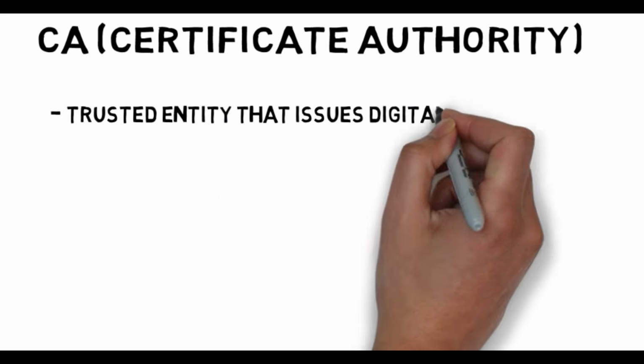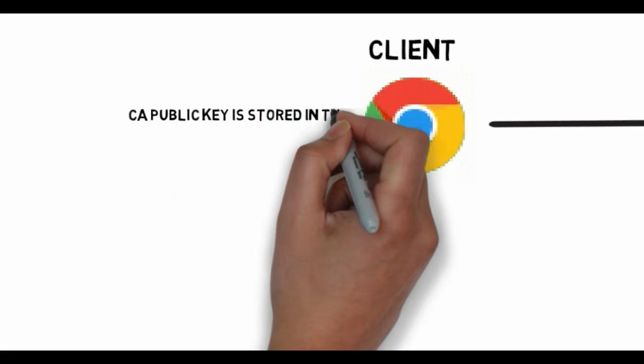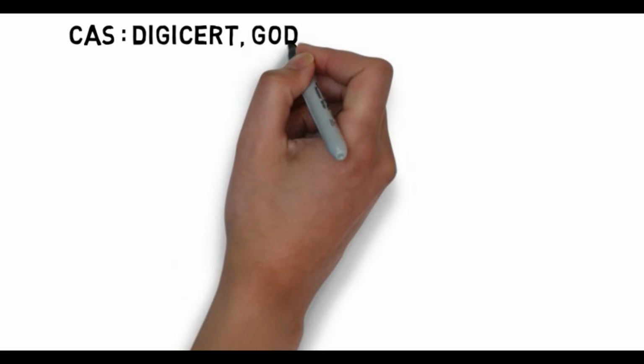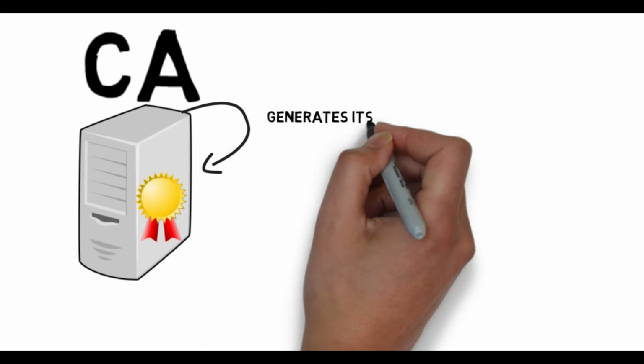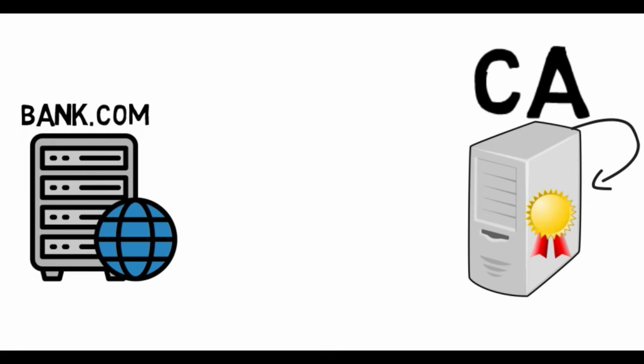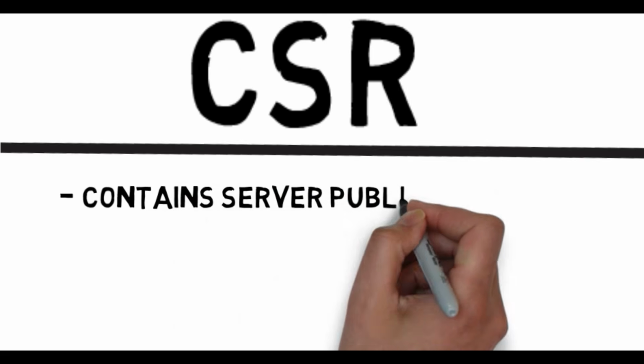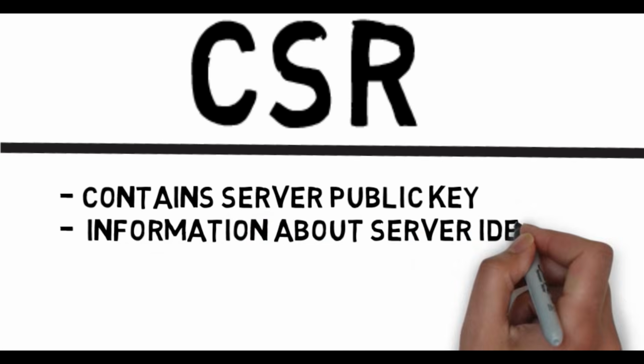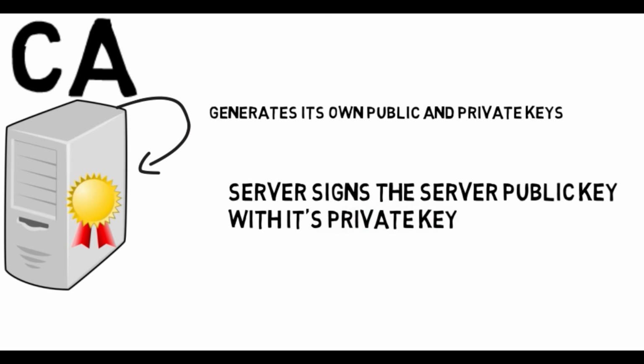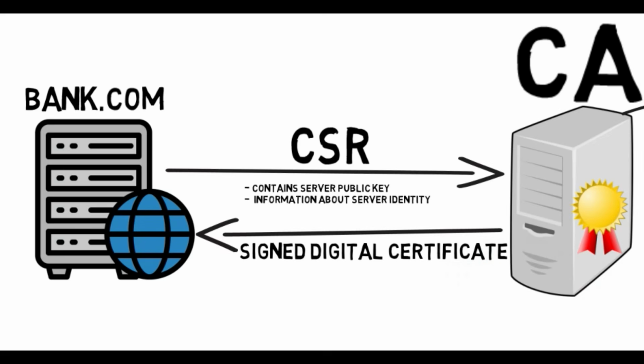A CA is a trusted entity that issues digital certificates. The client trusts the CA because the CA public key is stored in the client web browser. There are many CAs like DigiCert, GoDaddy, GlobalSign, and others. The CA generates its own public and private key, and when the server, bank.com, wants to prove its identity to the client, it sends a certificate signing request, a CSR, to the CA containing the server public key and information about its identity. The CA then signs the server public key with its private key and issues a digital certificate to the server, in our case, bank.com.